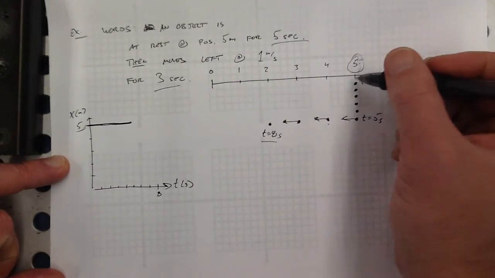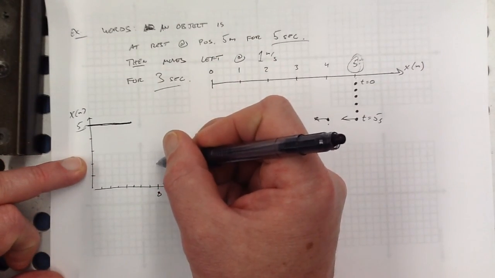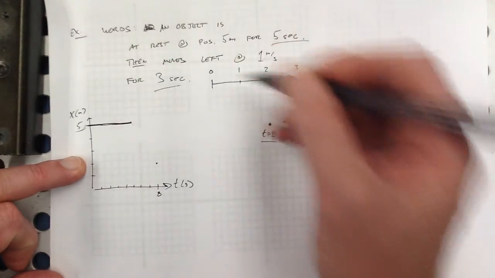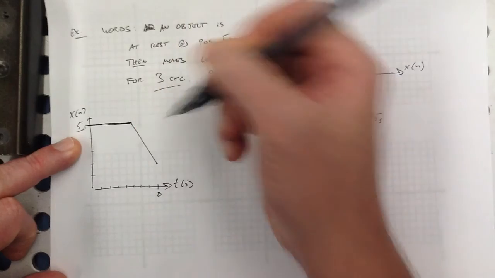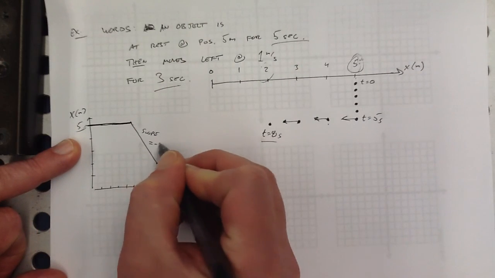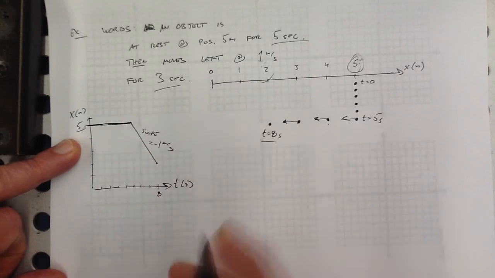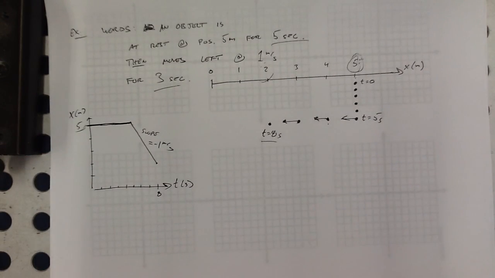And then it moves down. Eventually it gets down to position 2, right? And if you found the slope of that, the slope is -1, right? Because it's going this way, 1 meter every second. All right, that's how you do motion maps.